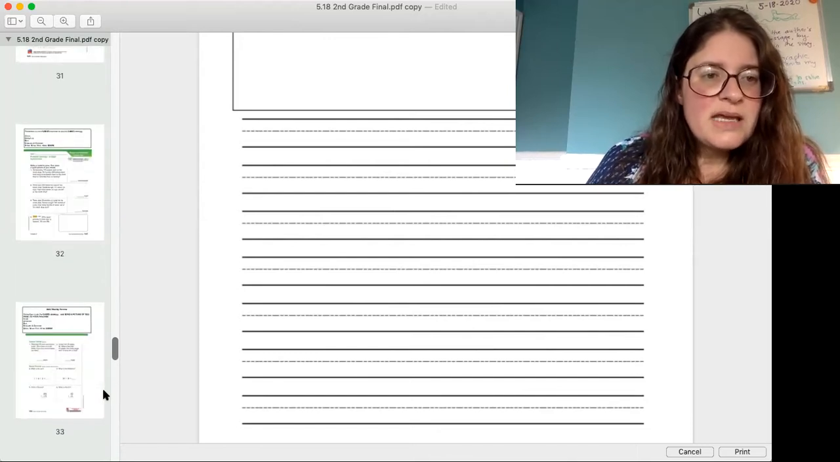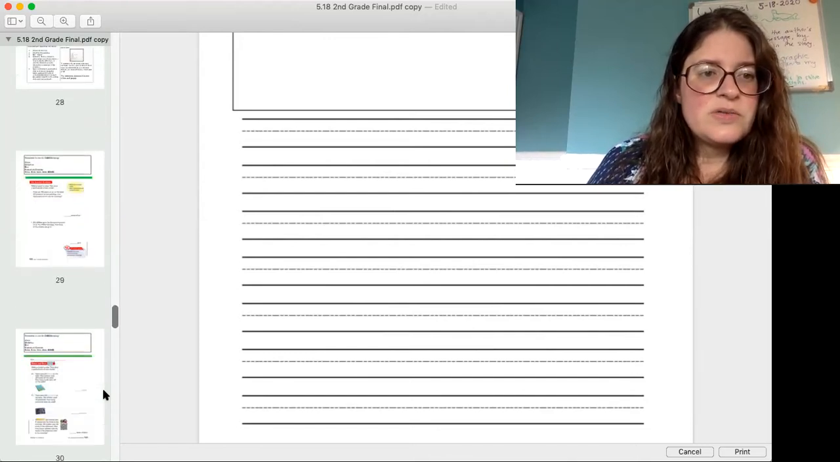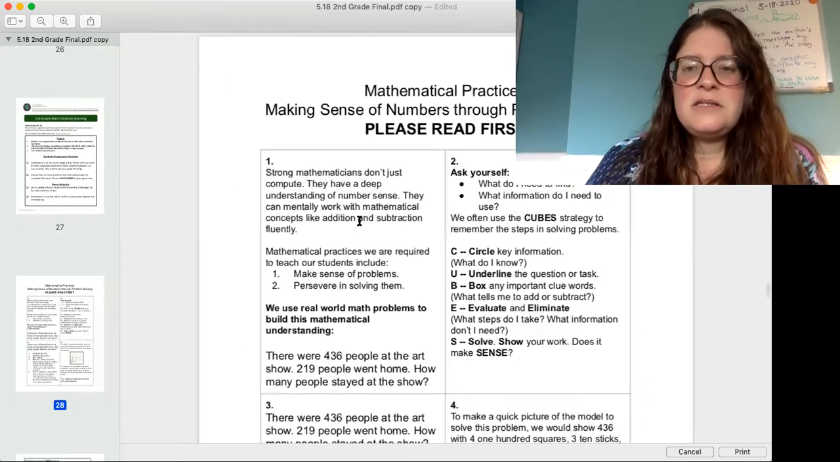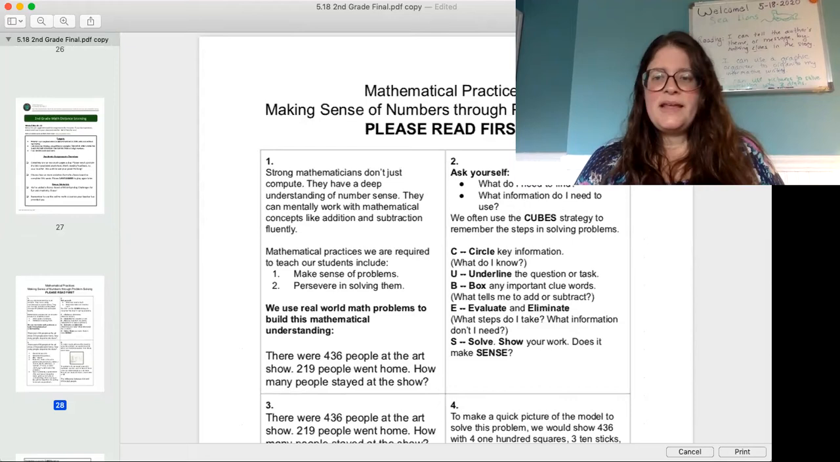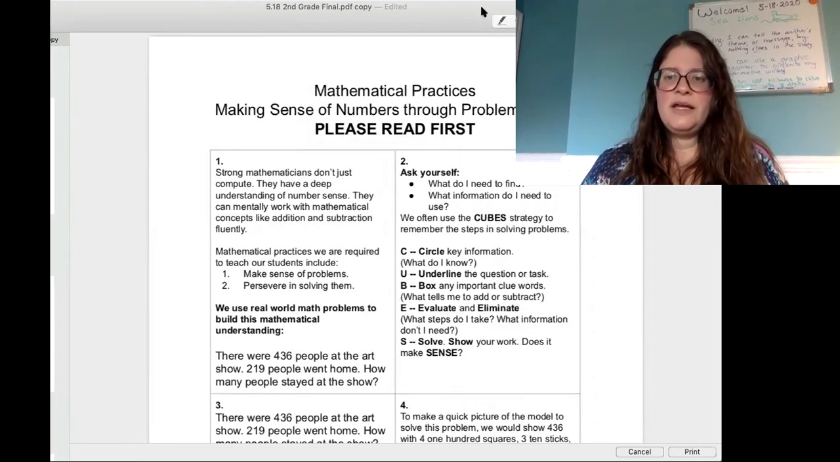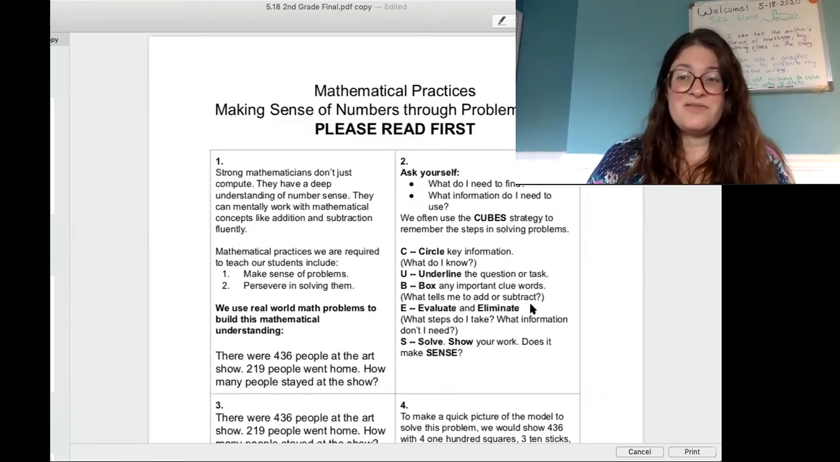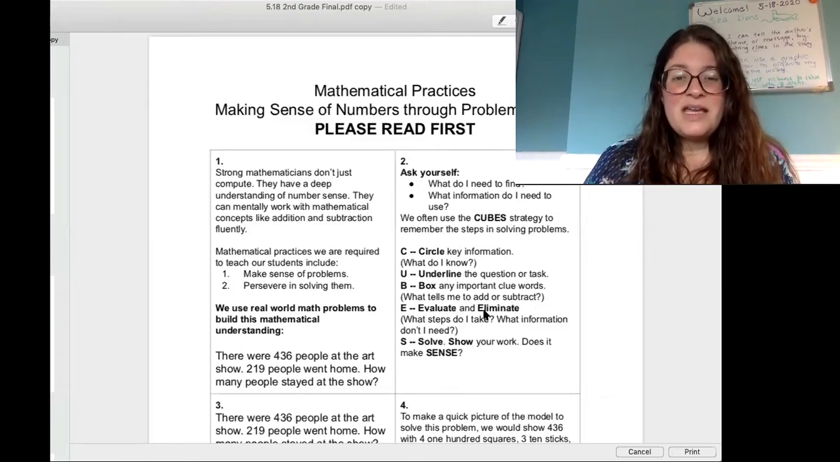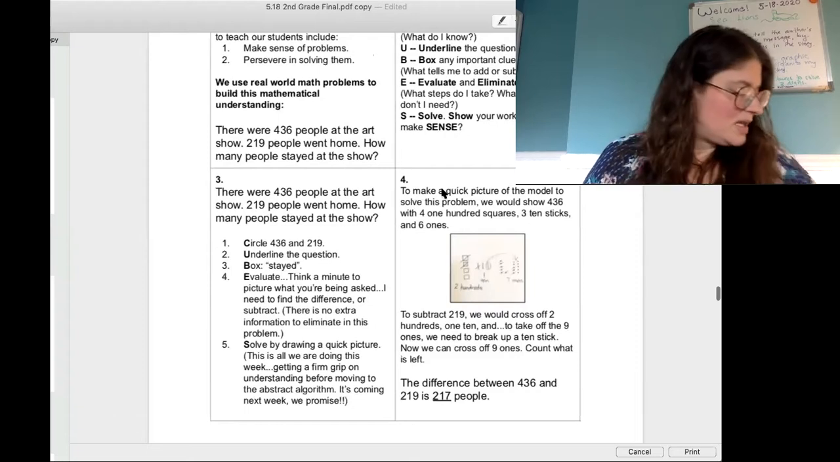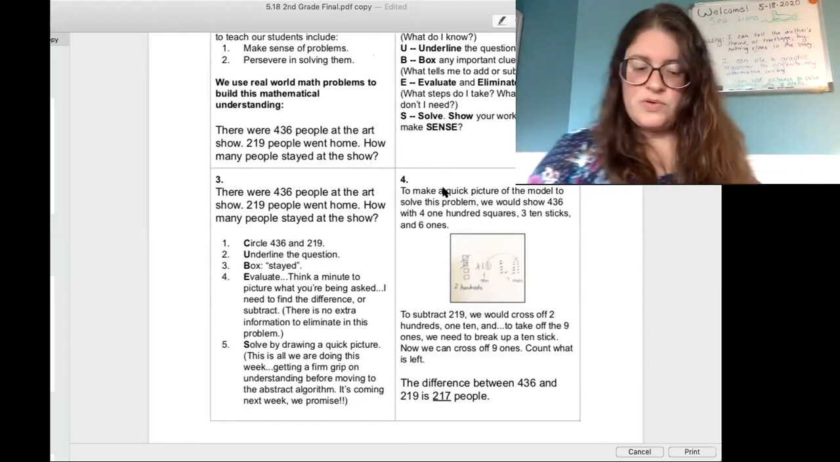So this week we are going to do a strategy called cubes. And you'll see this strategy on page 28 in your packet. And what it's going to ask you to do is to circle key information in a story problem, underline the question or task, box any important clue words, like how do you know if you have to add or subtract? Evaluate and eliminate. What steps do I need to take? What information do I need? And then you solve. Show your work. Does it make sense? And this week, the big important theme is to show your work with pictures.